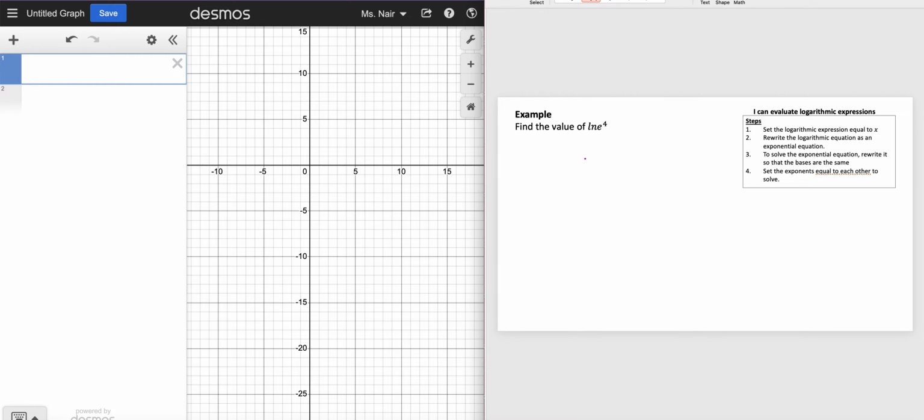So what if we have the natural log of e to the fourth? Well, remember, natural log is like log base e, right? So this is like the log base e of e to the fourth, and if we rewrite this in exponential form, this is saying e to the x equals e to the fourth. So that means that x equals 4.